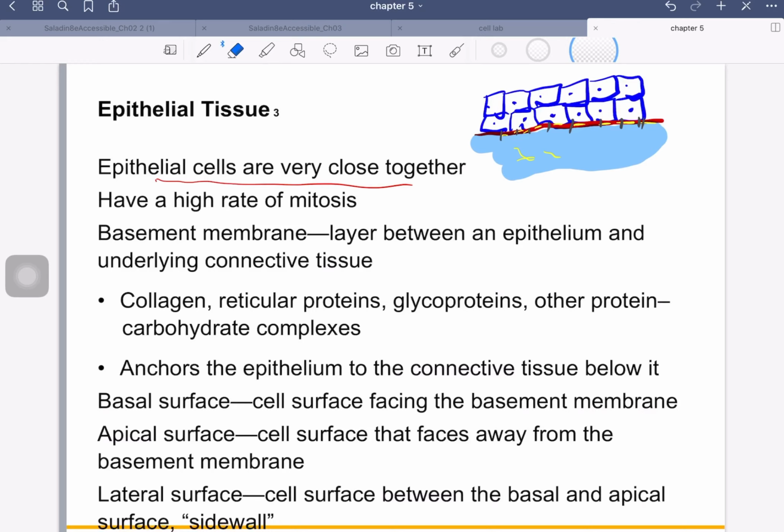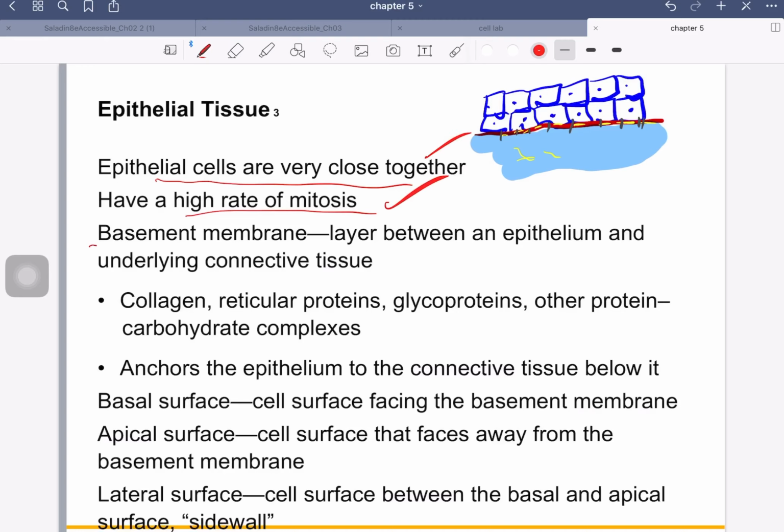It also has a high rate of mitosis. And not surprisingly, because if you're a cell that lines a cavity or faces the outside world, your outer cells of your layer are likely to get sloughed off or damaged. So you're going to have to replace them on a constant basis. So there's a lot of mitosis that we can see. As I said, they're packed closely together.